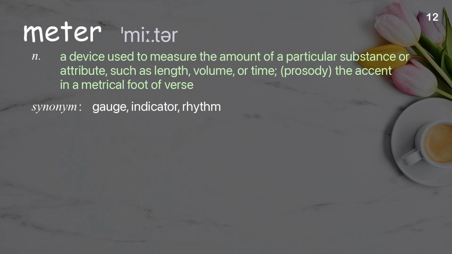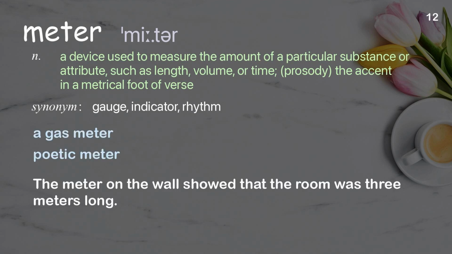Meter. A device used to measure the amount of a particular substance or attribute, such as length, volume, or time; prosody, the accent in a metrical foot of verse. Examples: A gas meter. Poetic meter. The meter on the wall showed that the room was 3 meters long.